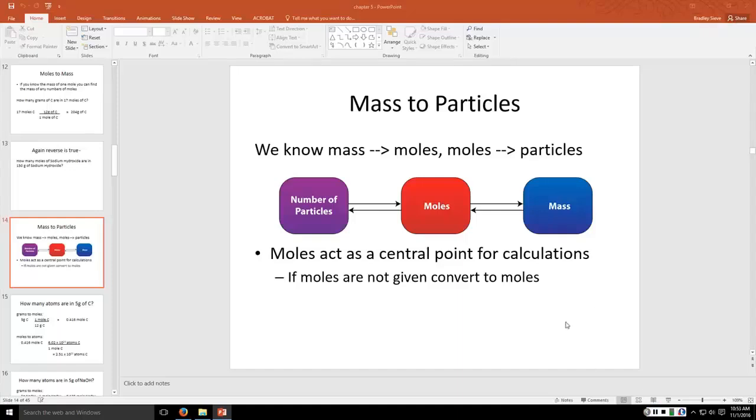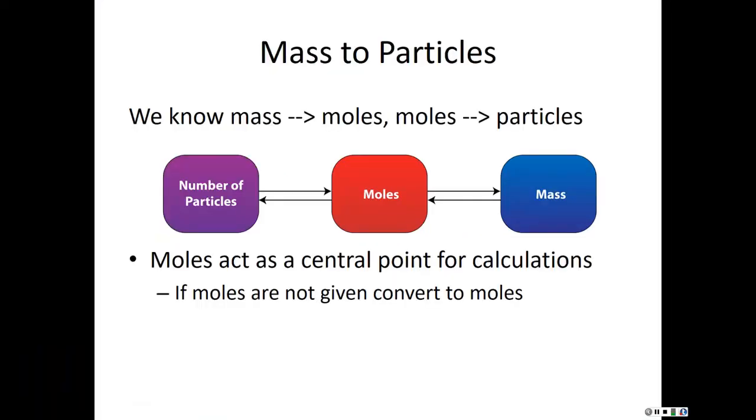The two-step problem that we talked about was either mass to number of particles or number of particles to mass. To do those, you have to convert to moles. As a general rule, anytime something is given to you that is not moles to start with, you need to convert to moles, because moles acts as the central piece in your conversions. Once you get to moles, you can go to other things.